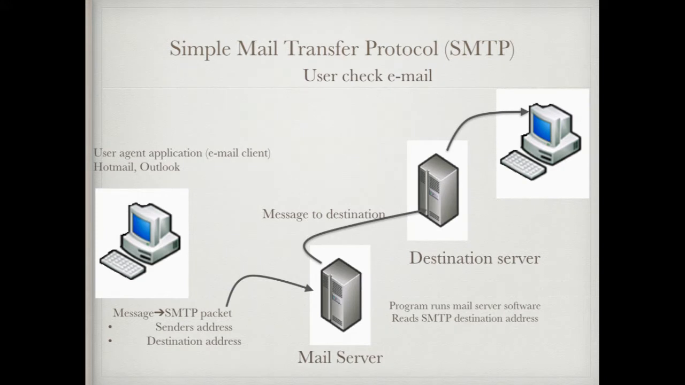The Simple Mail Transfer Protocol is concerned with sending and receiving email messages. When a user writes an email message using Outlook or Hotmail or whatever, that message is converted into an SMTP packet by this protocol. The packet will also have the sender's and receiver's address attached to it. This packet then goes to a mail server. The mail server software is run and reads the SMTP address and sends it on to its destination. The destination server will now store that message in the receiver's mailbox on the server until the user checks their mail.